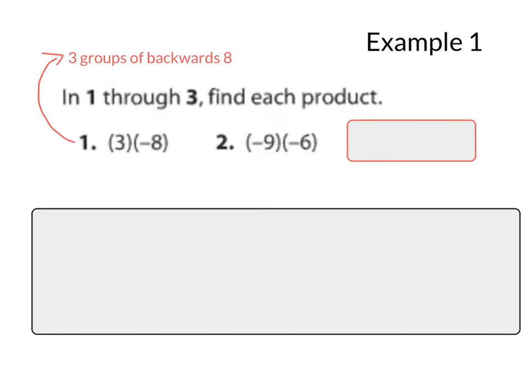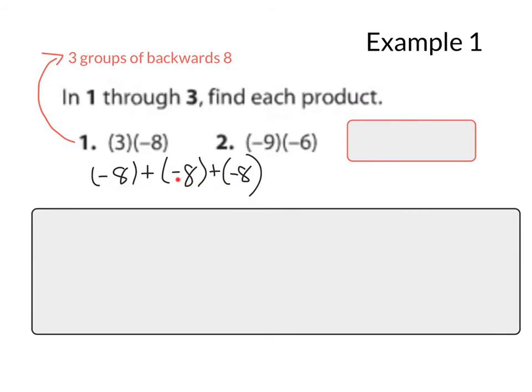Here's example 1. I want to go over how to read this. This is 3 groups of backwards 8. We remember that negative is backwards. So 3 groups of backwards 8. I know that what that actually is doing is negative 8 plus negative 8 plus negative 8.